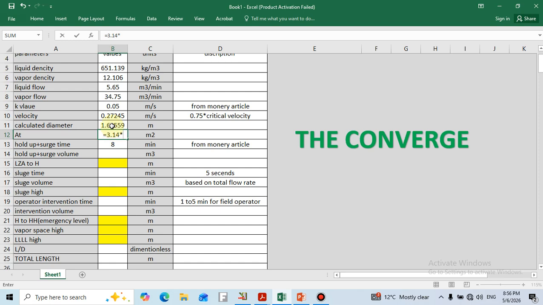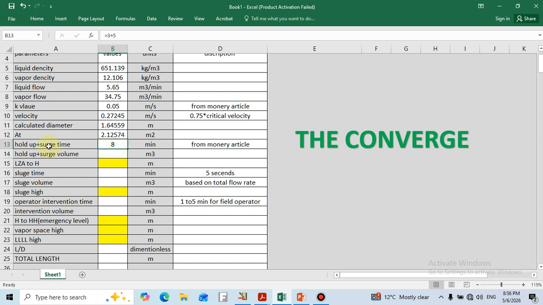3.14 times the internal diameter of the vessel to the power of 2, divided by 4. As you can see, about 2.1 meters is our value.